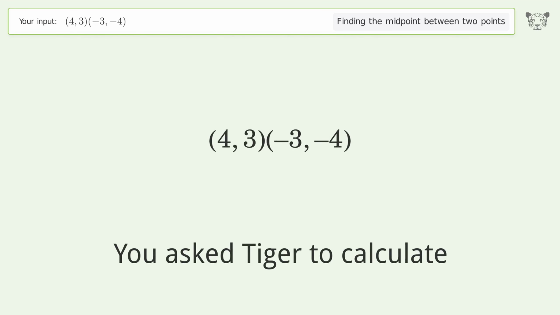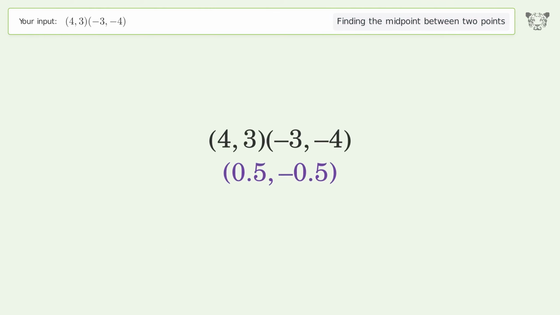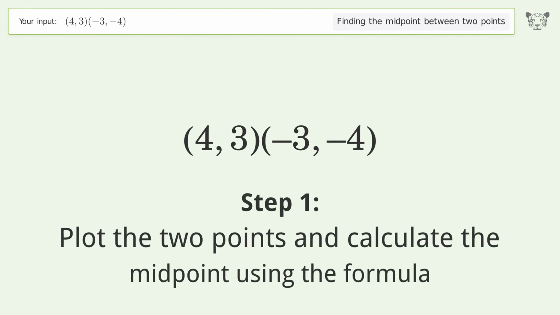You ask Tiger to calculate. This deals with finding the midpoint between 2 points. The midpoint between the 2 points is 0.5, negative 0.5. Let's solve it step by step. Plot the 2 points and calculate the midpoint using the formula.